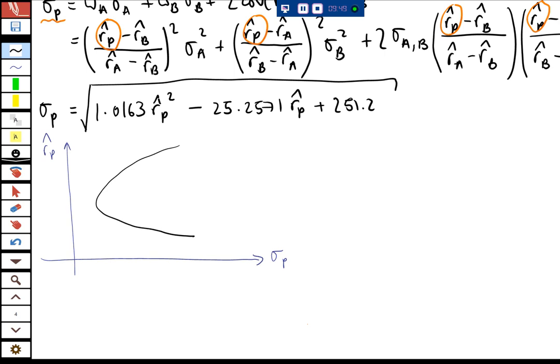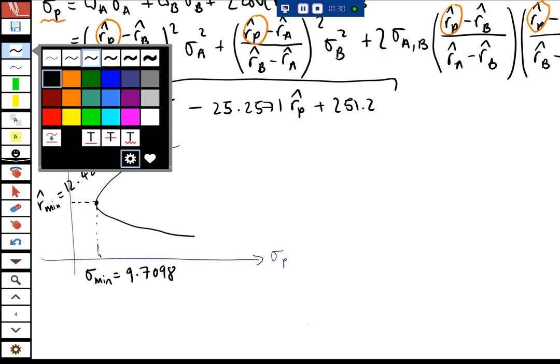And some interesting features. This point here is the minimum variance portfolio, and we know from the previous examples that the minimum variance portfolio has standard deviation 9.7098, and the expected return on this portfolio is 12.4262. That's just from the previous examples.